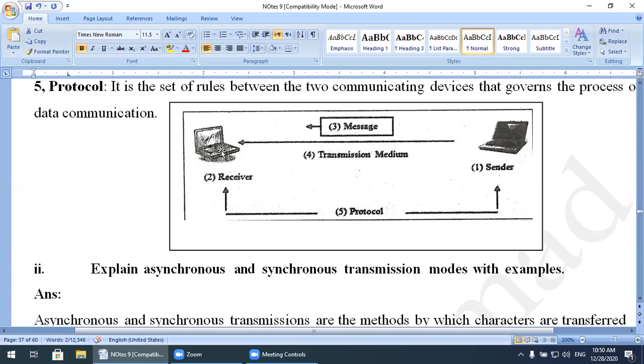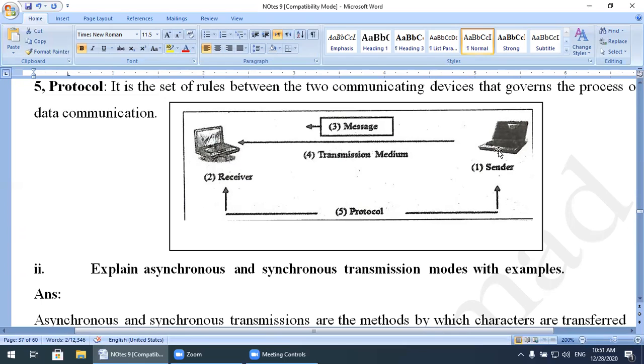In order to share their resources, in order to share their data, is called a network. I am repeating again, when two or more devices are connected to each other in order to share their resources or data, it is called a network. Watch here. Now these two laptops are connected. It means that a network exists.